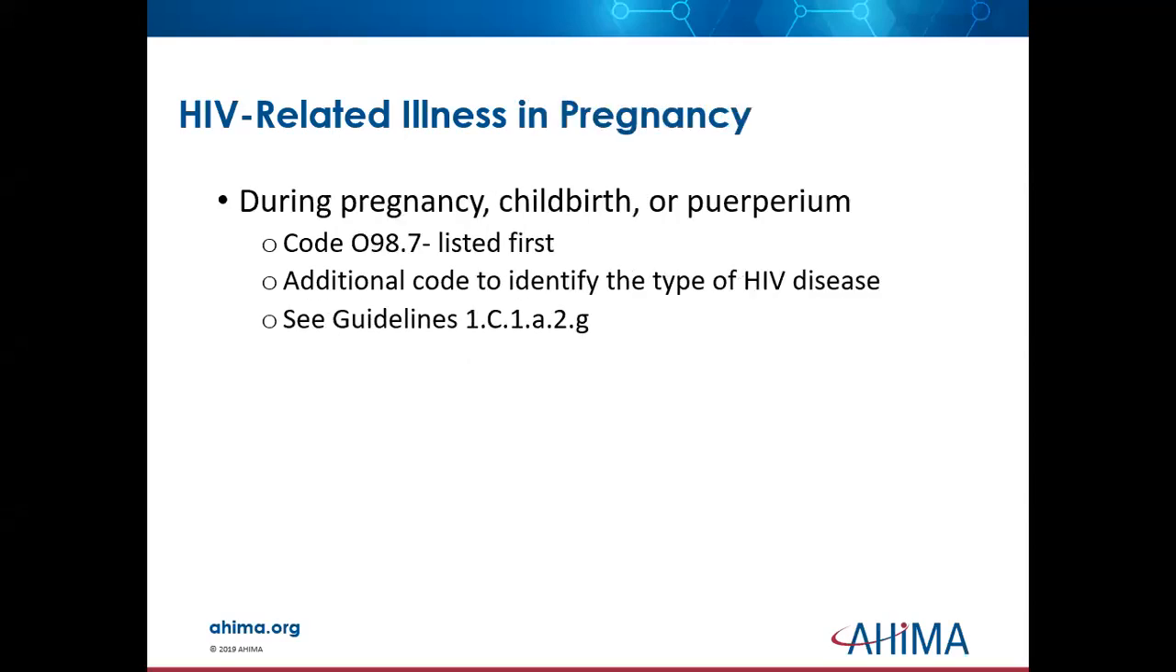For the most part, any time we have a condition that arises in a pregnancy, childbirth, or postpartum, it usually is going to direct us to the OB chapter. In other words, codes that would start with an O. So in this case, with HIV-related illness in pregnancy, childbirth, or postpartum, the first code would be O98.7. We would still use additional codes to identify the type of HIV disease.